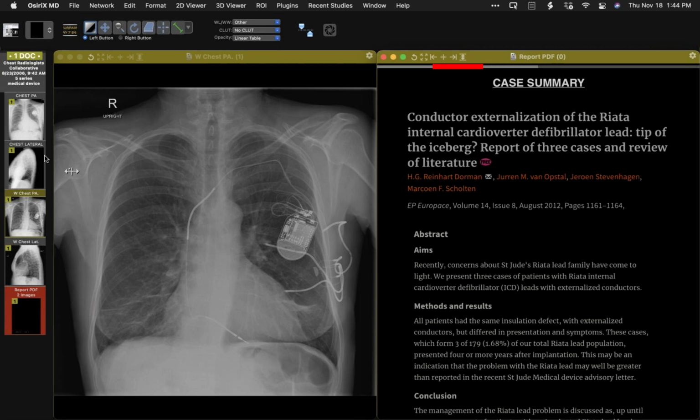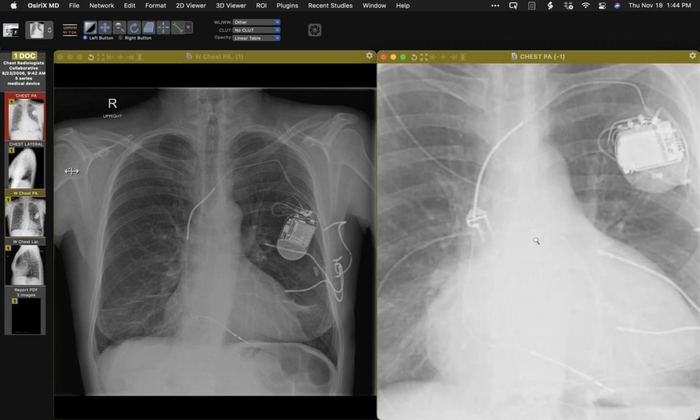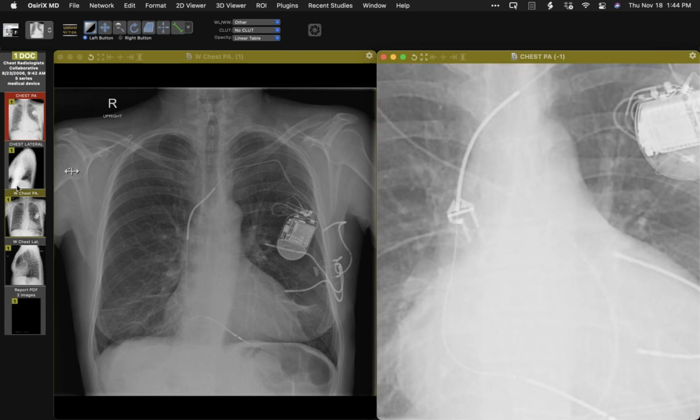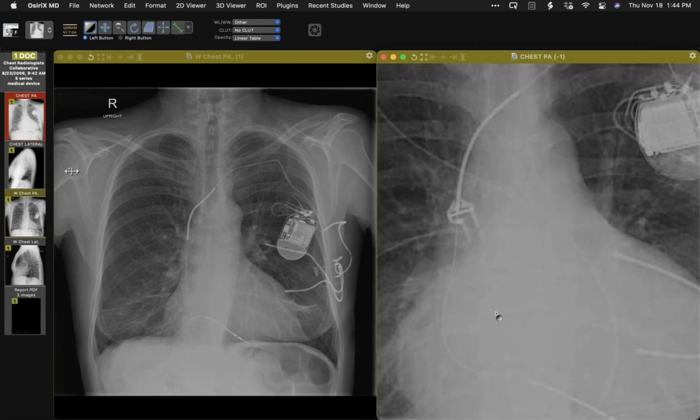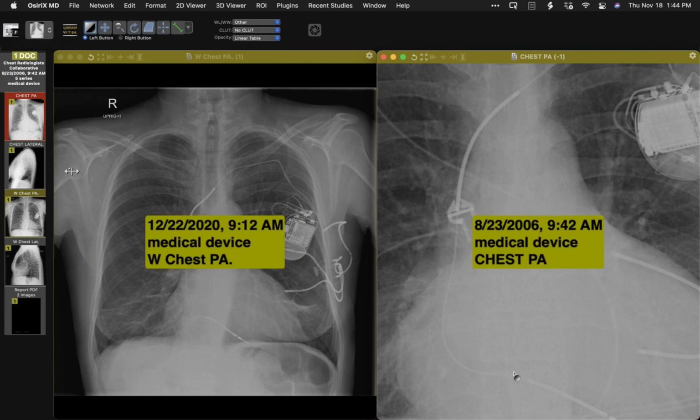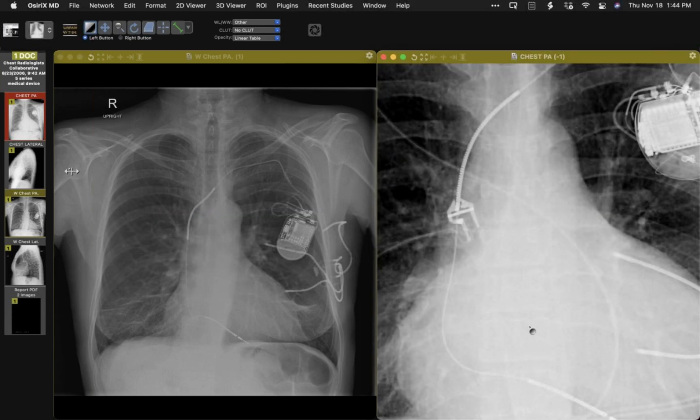Can you check the date of this chest X-ray? This one is December of 2020, and this one is from before. And the lead disruption, the externalization occurred between the two. Got it. Yeah, over time between the two. So I don't know the timing of the manufacturer of the lead.